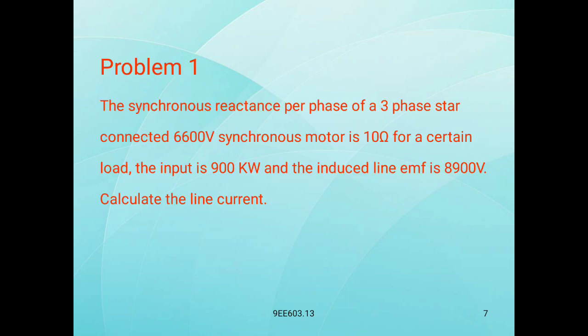Now problem. Here, the synchronous reactance per phase of a three-phase star connected 6600 volts synchronous motor is 10 ohms. For a certain load, the input is 900 kilowatts and the induced line EMF is 8900 volts. Calculate the line current.